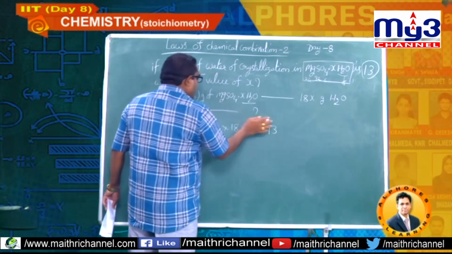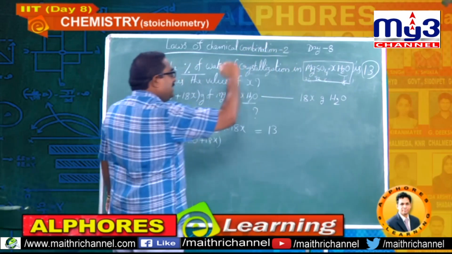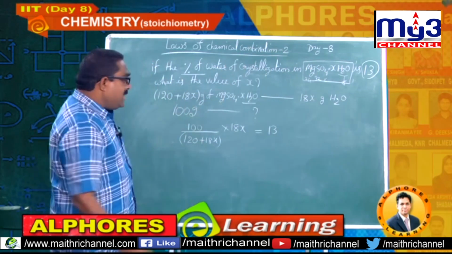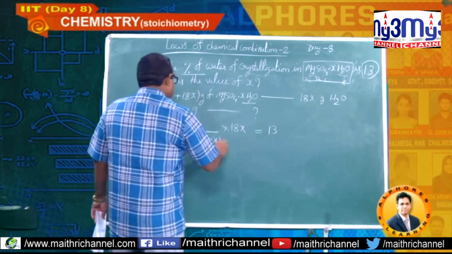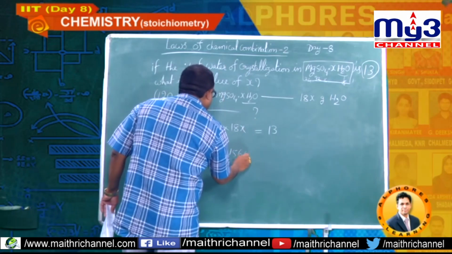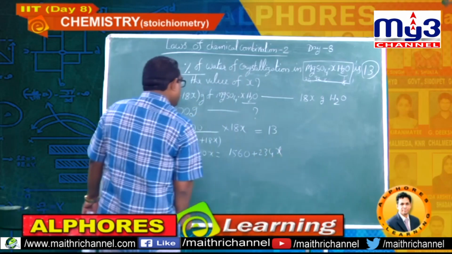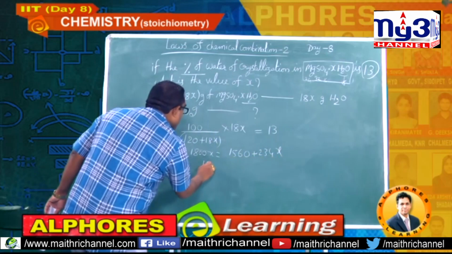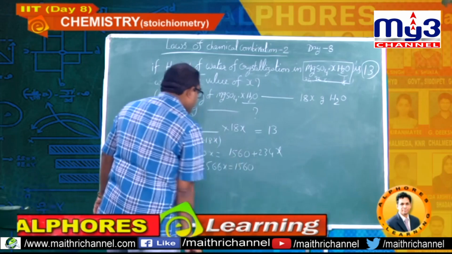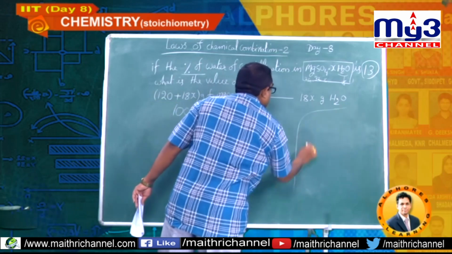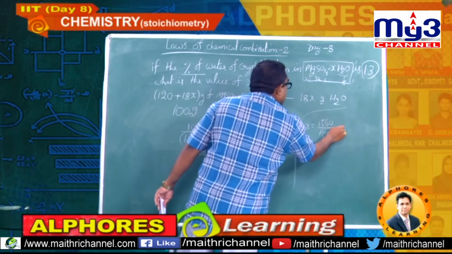If it is not given, this is the way to calculate percentage. That percentage he has given in the question as 13. So you have to equate it to 13, and on multiplication, 1800x times 13, 12s are 156, 1560, 13 18s are 234x. So if you take out, 1566x is equal to 1560. Here I am writing, students, x is equal to 1560 by 1566.